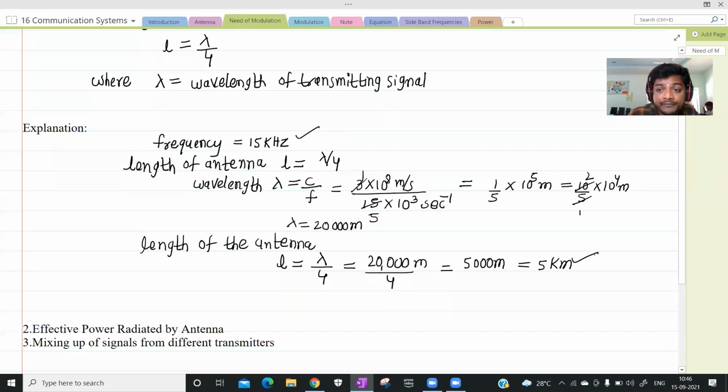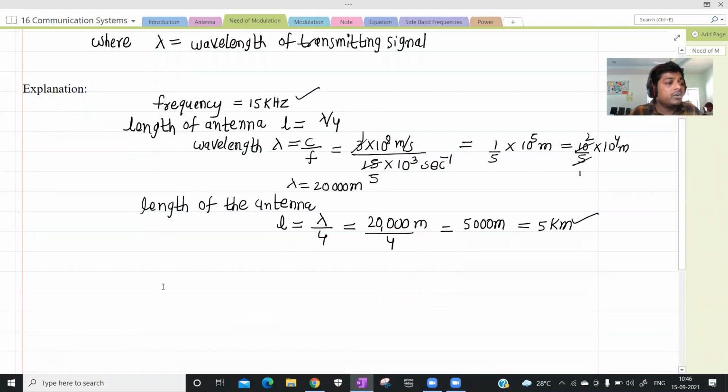Is it possible to construct a 5 kilometer antenna? No, it is practically impossible. So what we have to do is increase the frequency of the signal.